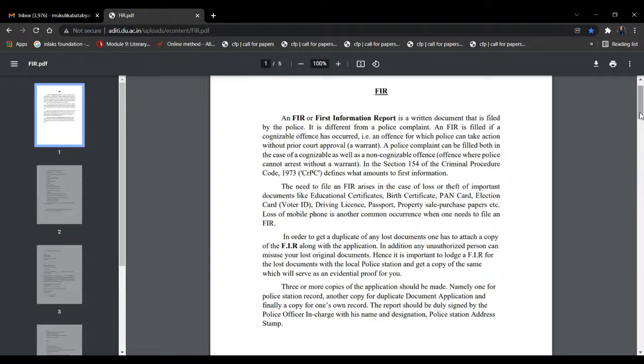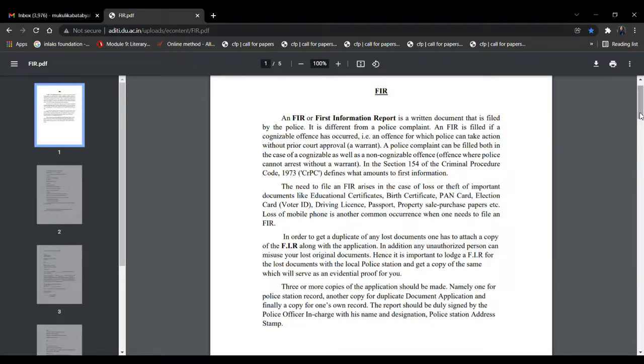In order to get a duplicate of any documents, one has to attach a copy of the FIR along with the application. So if you have lost your documents, like say you left your file on the metro and you forgot about it, you have to go to the police station and file this. Even if someone hasn't stolen it, it's just misplaced, you have to report this. And this report that you have filed in the police station, you will have to attach to the application when you go back to, say, your school or college and claim this document again.